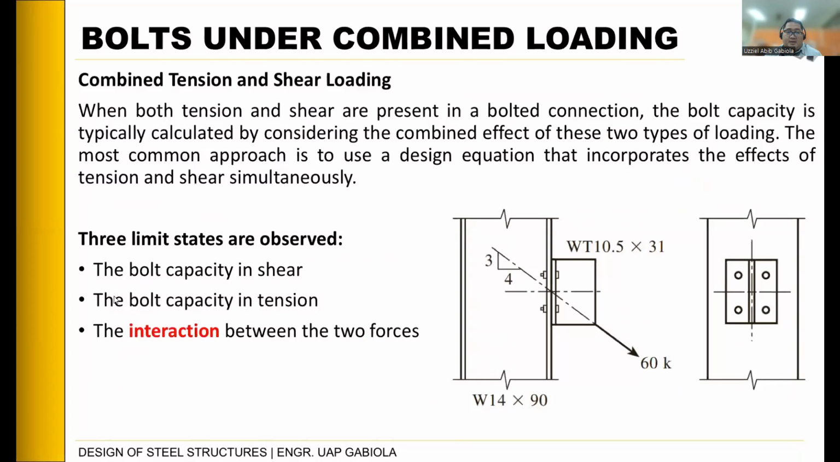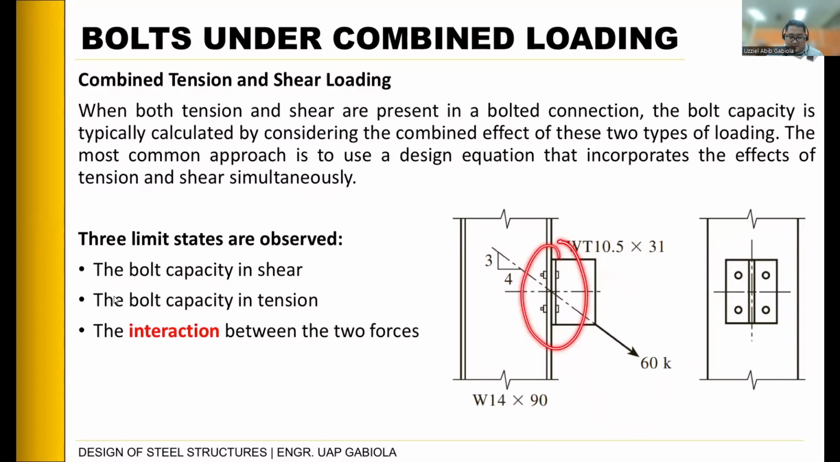And then, when both tension and shear are present doon sa bolted connection natin, yung bolt capacity is typically calculated by considering yung combined effect ng dalawang loading na yun. So, katulad nitong sample natin dito, we have a WT na nag-act siya, na applied with an inclined loading. Okay, so pwedeng i-check natin yung capacity ng connection na to based from the following limit states.